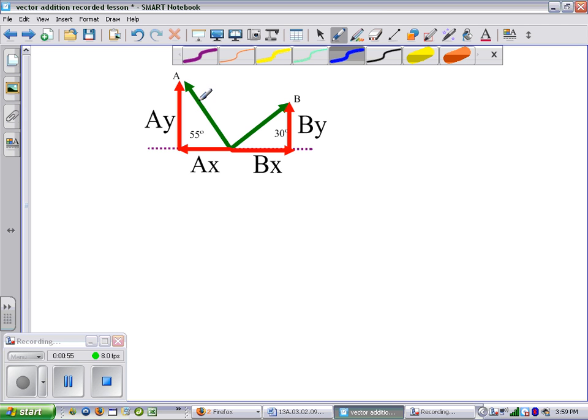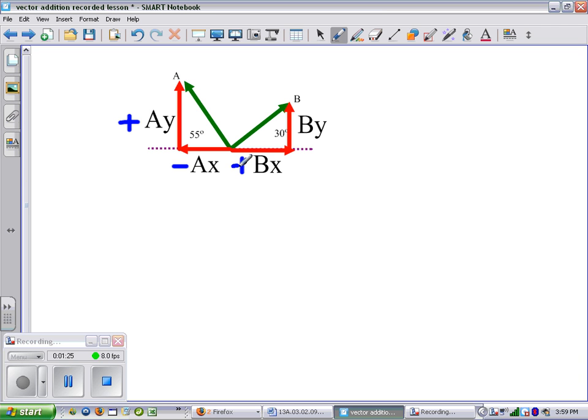The vector itself does not have a positive or negative direction, but each of its components does. Ax is pointed to the left, which in our right-handed coordinate system is considered to be negative, so I'm going to put a negative sign in front of the Ax. Ay is pointed up, which is considered positive, so I'll put a positive sign in front of the Ay. I can follow the same process with Bx and By. Bx is pointed to the right, which is considered positive, and By is pointed up, which is considered positive.